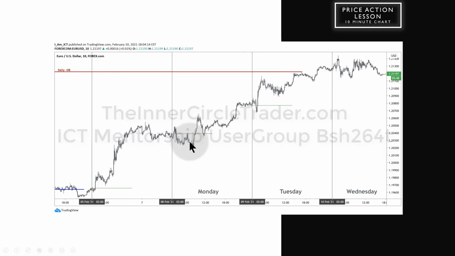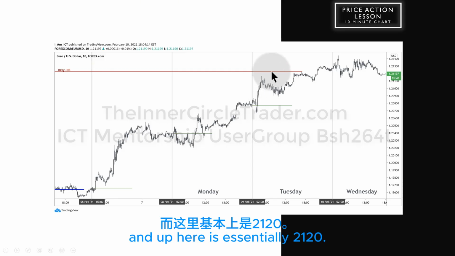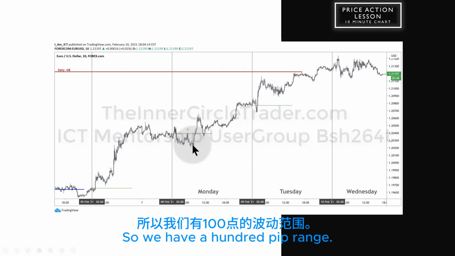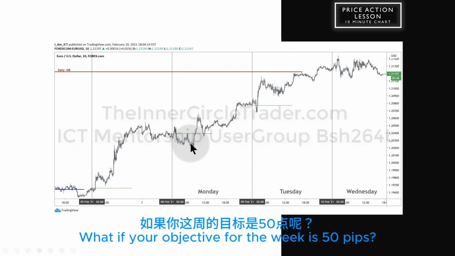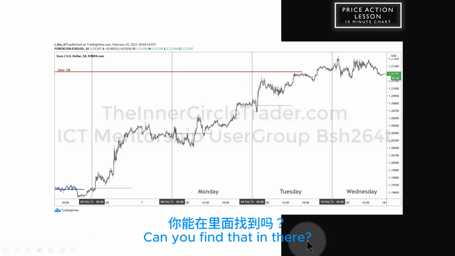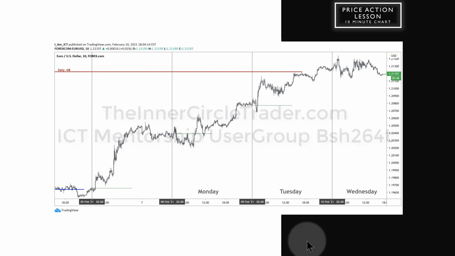So what are we doing here? We're range finding. We can see that we're essentially around that 2020 level. And up here is essentially 2120. So we have a 100 pip range. What if your objective for the week is 50 pips? Can you find that in there? You should be able to. But what happens if you can't? Take what you can.